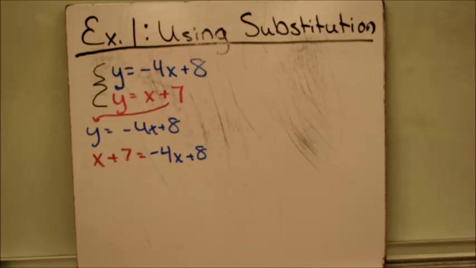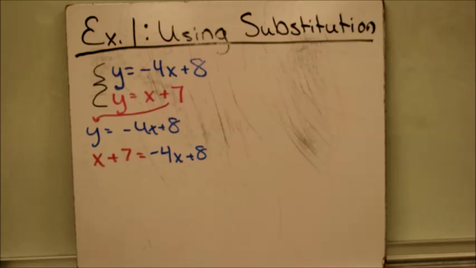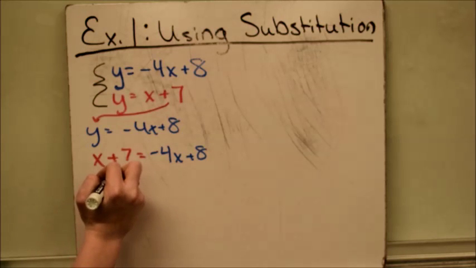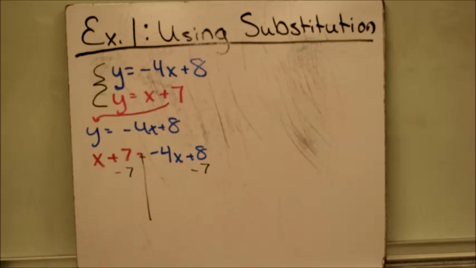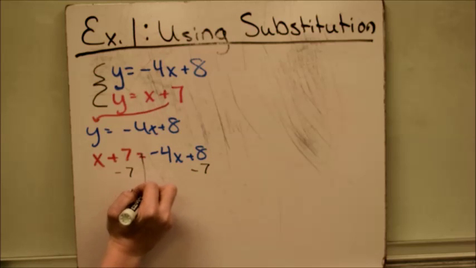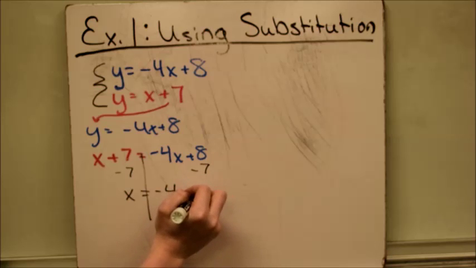Now that I've done that, I'm left with only one variable in this equation, x. And so I'm going to solve for x in this case. I'm going to switch to black because we know it's all one equation now. So I'm going to subtract 7 on this side and subtract 7 on this side. And I'm left with x equals negative 4x plus 1.